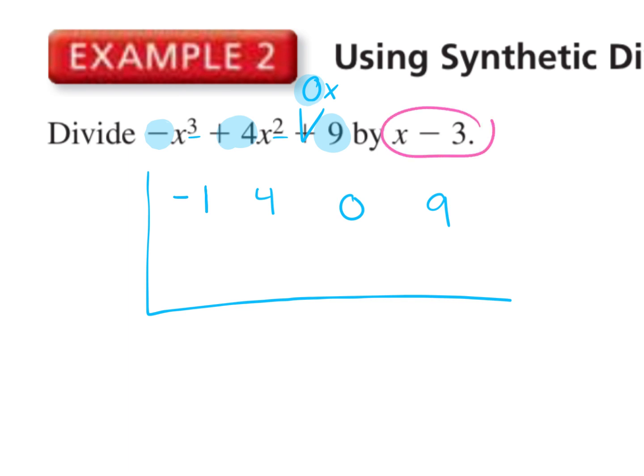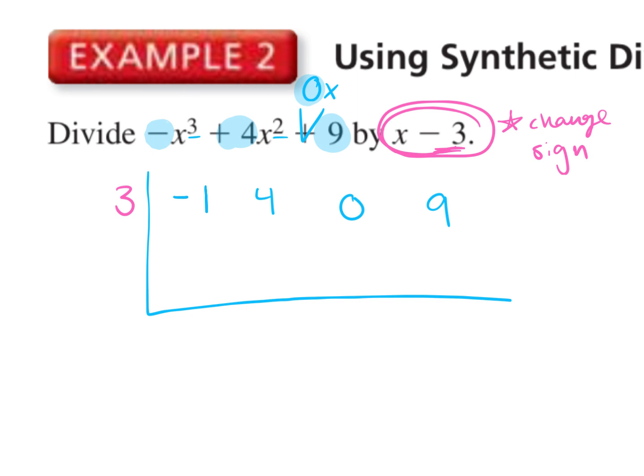Outside the box, we take the number from here, but we flip the sign. So change the sign. Outside the box is going to be +3. Don't put the x's anywhere until the very, very end.